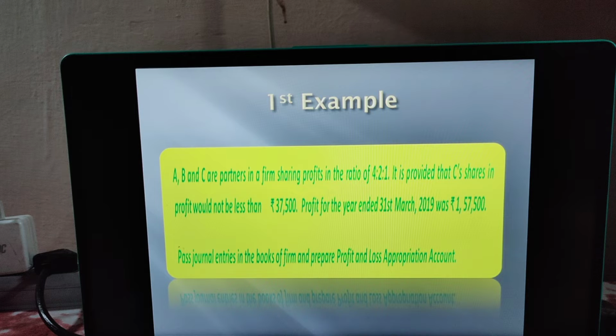Profit and loss account debit to profit and loss appropriation account. Okay, and then what will we do? We will simply distribute the amount between A, B and C. The entry will be profit and loss appropriation account debit to partners' capital accounts, that is to A's capital, to B's capital, to C's capital. Now we have to find whether C is getting the guaranteed amount or a lesser amount.